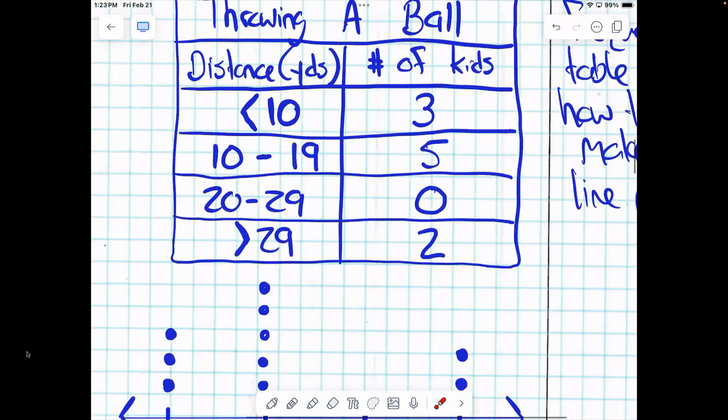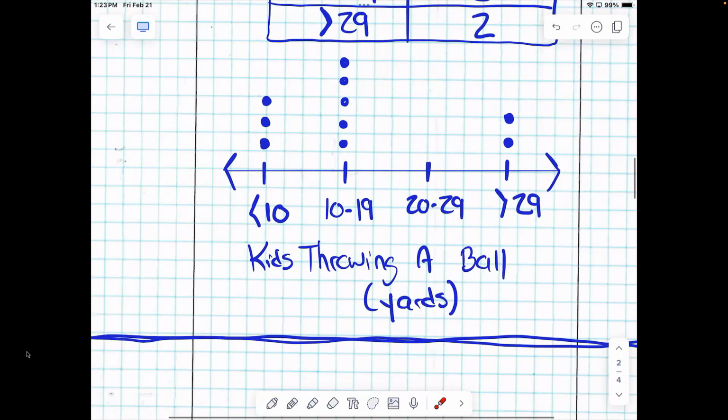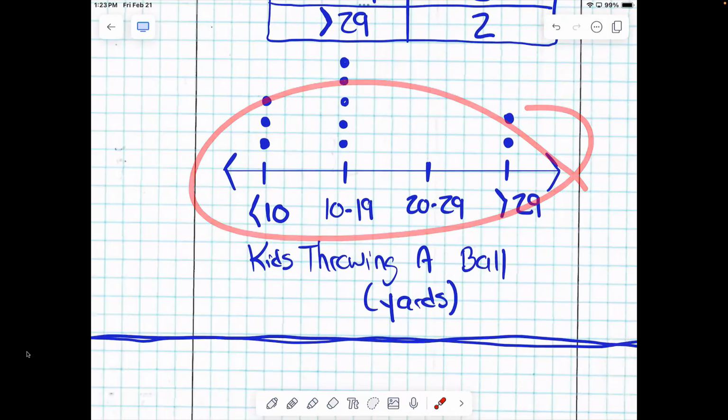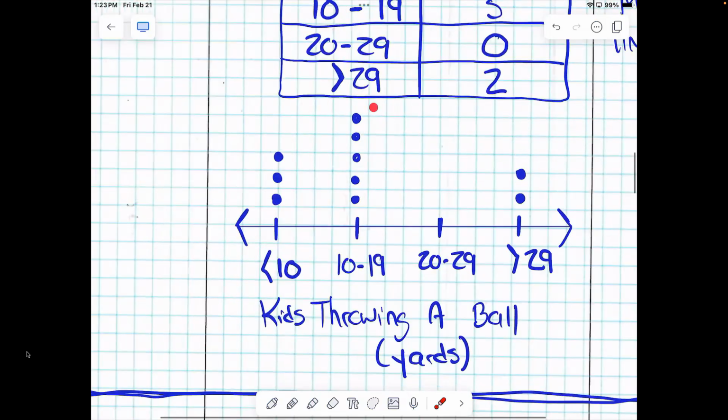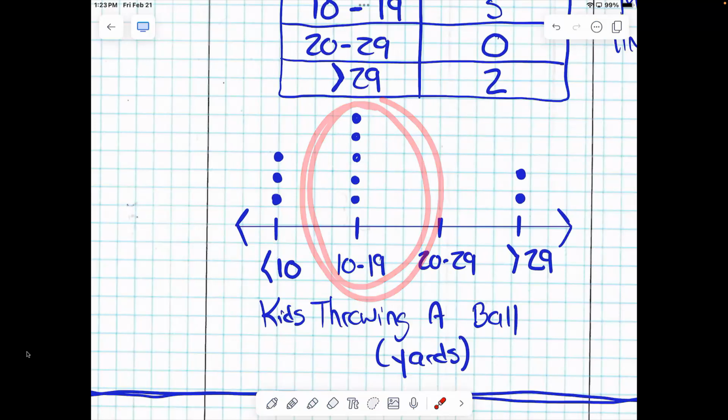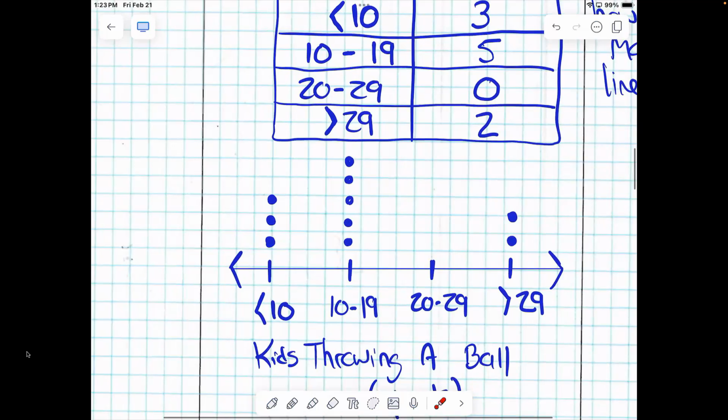If I wanted to put that on a graph or a line plot, I've got my number line, I've got my title, I've got all of my different categories that I have in my frequency table, right? Does this show 5 kids can throw a ball 10 to 19 yards? Yes or no? I was hoping for a better turnout there. We cool?